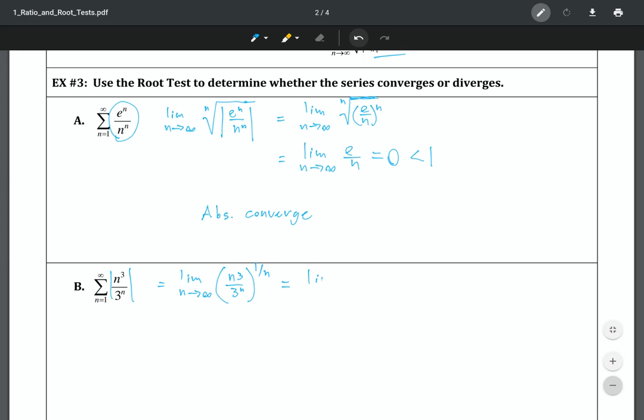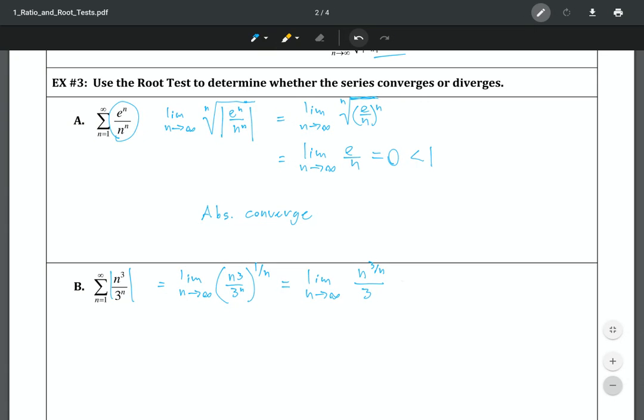So I can simplify this as the limit as n goes to infinity of n to the power of 3 over n, over, well, this times this. If I multiply that power and that power, that's basically going to give me 1, so 3 to the first power. That's all I can do in terms of simplifying. Now I have to figure out what the limit is.